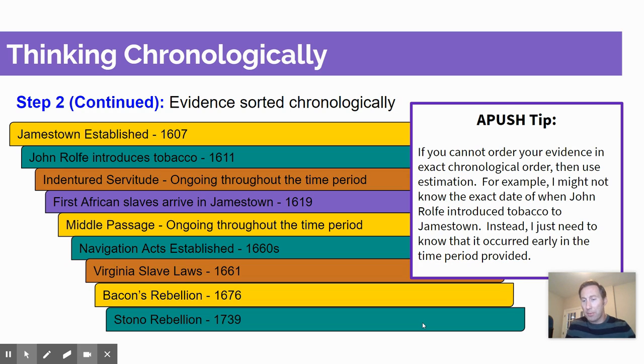But you at least need to be able to put the events in a general order in which they happened so that you have a better idea of how the time period progressed. And you can then make better arguments about what's changing and what's staying the same over time. Okay, so it's like at least I don't maybe know the exact year that the first slaves arrived in Jamestown, but I know that maybe tobacco was introduced first. And I know that obviously Jamestown had to be created first before that happened. And so maybe I can piece together the general order.